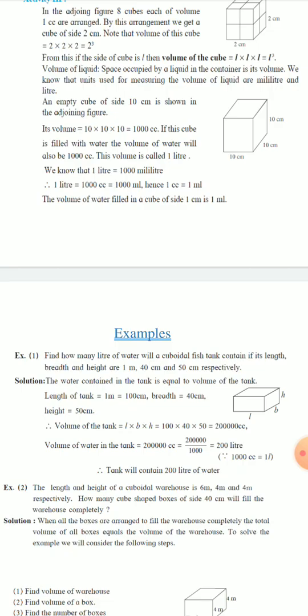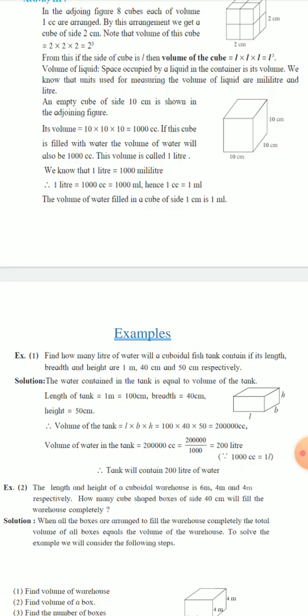If we carefully read the problem, you will observe there is a difference in units. The length is in meter, while width and height are in centimeter. So it is better to convert the length, which is in meter, into centimeter. As we all know, 1 meter is 100 centimeter, so your length becomes 100 centimeter, and breadth and height are given as 40 centimeter and 50 centimeter respectively. The water contained in the tank is equal to the volume of the tank.